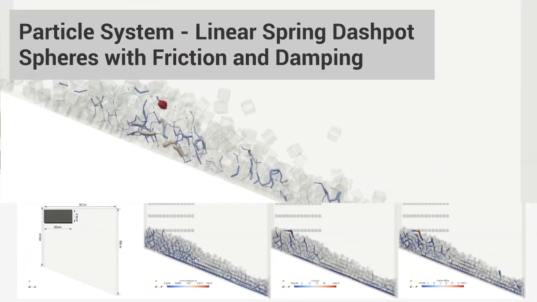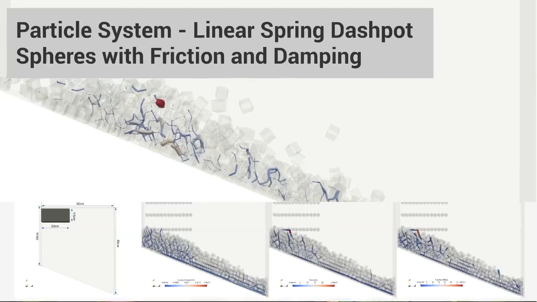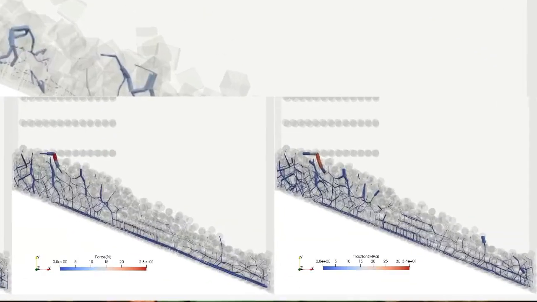If we now have the same particle system, linear spring dashpot, also spheres, and I've just added friction and damping, as opposed to no damping and no friction. So here we switch it on now. In essence, what we see now is that the contact forces are where they are large. And if I look on the traction side, all of a sudden it's not constant anymore. There's variation in the tractions.